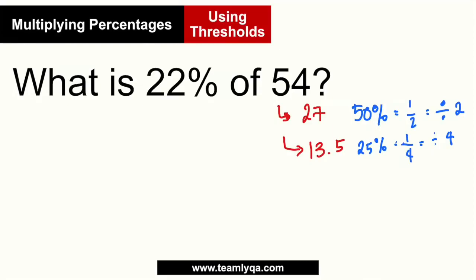Another threshold number would be yung 10%. This is actually the easiest of the bunch. Bakit? Kasi ang 10% is just basically moving the decimal place ng original number ng isang beses pa kaliwa. So, ibig sabihin nun, ang 54, ang 10% niya ay 5.4. Okay? And now that I know that, ang 22% becomes easy for me.